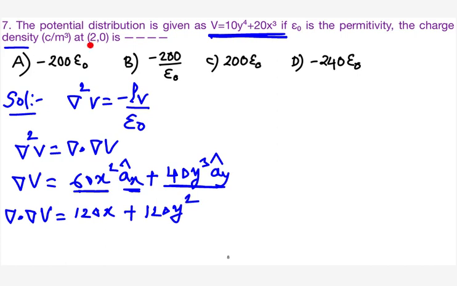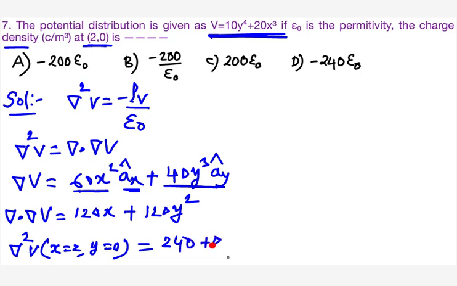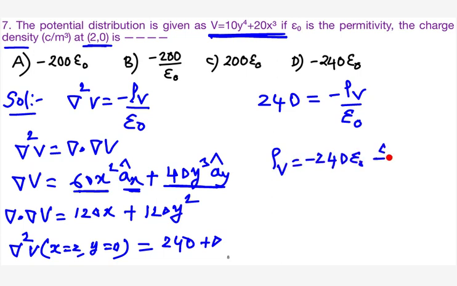And here the observer position is at 2, 0. So the value of del square V at x equal to 2 and y equal to 0 will be 120 into 2, you will get 240 plus 0. So you are getting del square V equal to minus rho V by epsilon naught. So rho V is equal to minus 240 epsilon naught coulomb per meter cube.